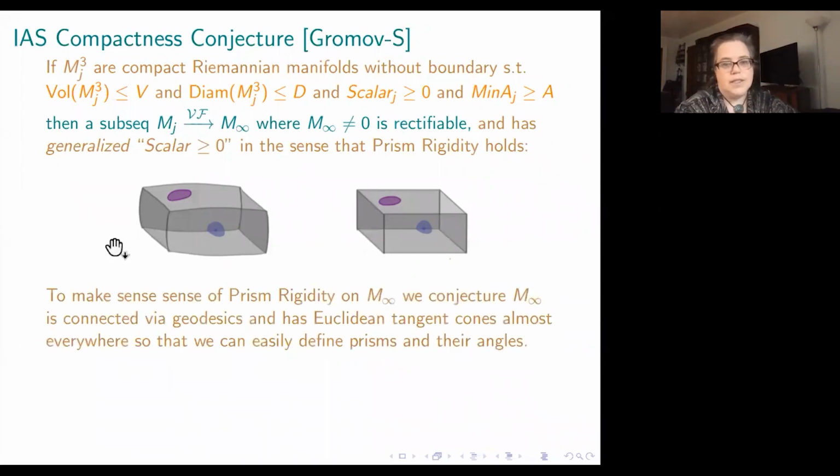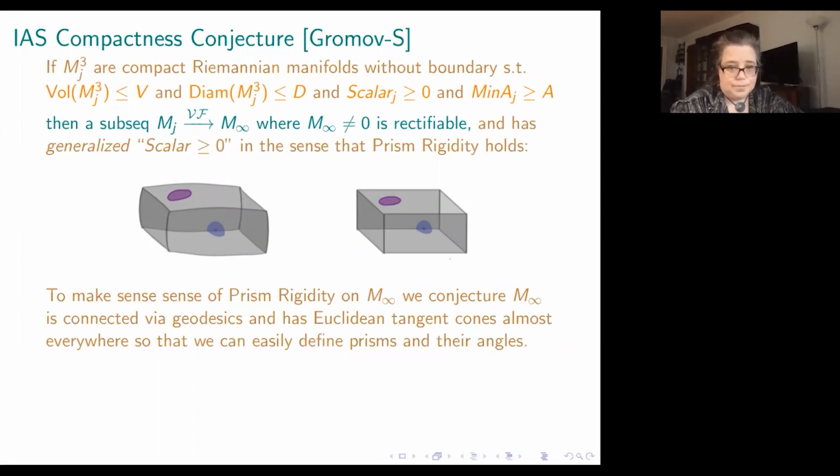All right, now to make sense of prism rigidity, all the top is the same as before with the min A I put in, but other people can suggest others. To make sense of prism rigidity on M infinity, I'm going to make a few conjectures about what M infinity should be like, because so far the volume preserving intrinsic flat limit is rectifiable, but it's not even necessarily connected. So I'm going to conjecture also that the limit space is connected with geodesics between points and that it has Euclidean tangent cones almost everywhere so that we can define angles. So we can add these to the conjecture as various properties we would like to see on the M infinity space.